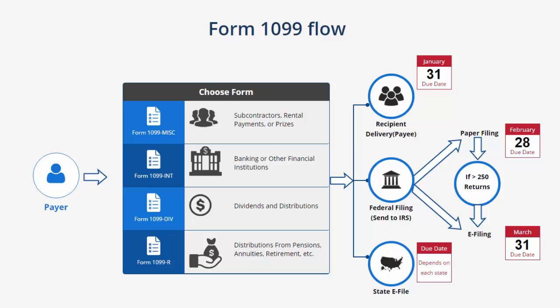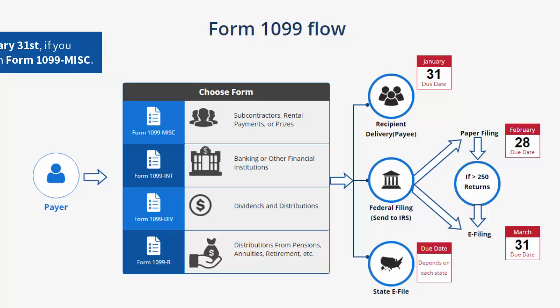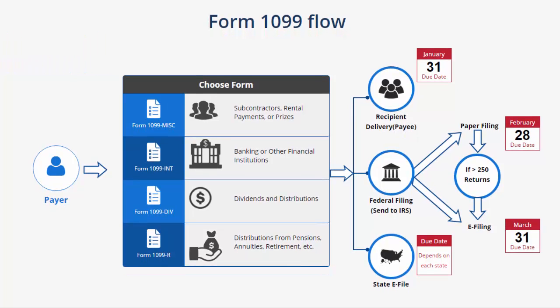But here's a quick update. The Social Security Administration is changing the deadline this year for Form 1099. The Social Security Administration is now requiring all filers, paper and electronic alike, to submit their 1099s to the Social Security Administration by January 31st if you filled out Box 7 on Form 1099 Miscellaneous. Otherwise, Form 1099 should be filed the year following the tax year when the payment reported was made.